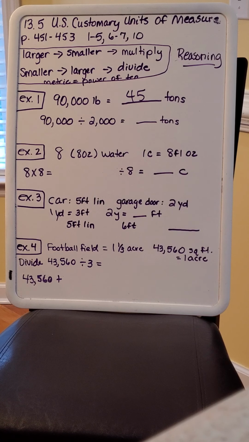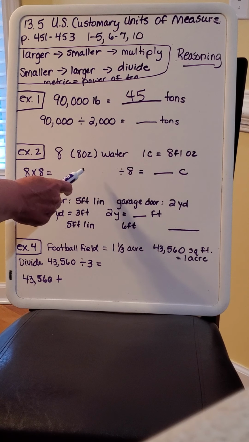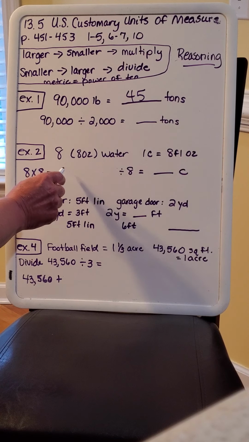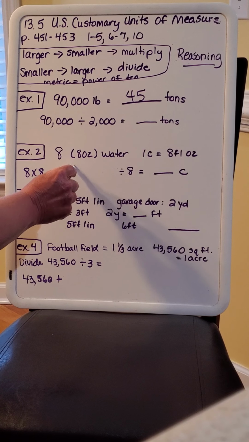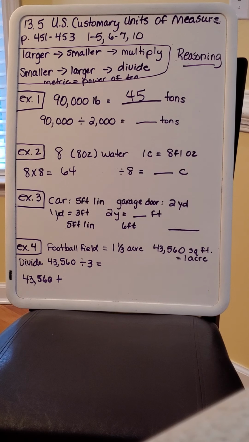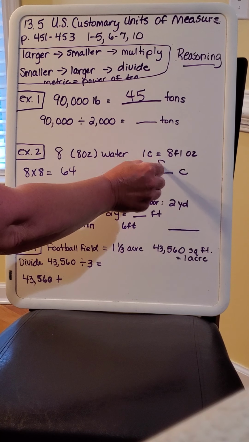Example 2, it says suppose you drink 8 ounce glasses of water each day. How many cups is that? Alright, so with this measure you go from ounces to cups, and so we have to multiply and divide here. First off, 8 ounces of water, so you're going to do 8 times 8 is 64, and then there are 8 ounces in a cup, so if you divide by 8 you'll get 8 cups.